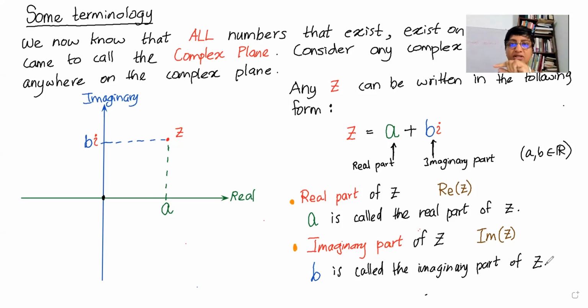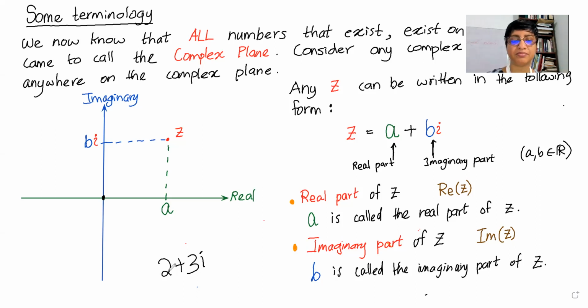Just the b. You don't give it the i. If I ask you, if you have a number 2 plus 3i, what is the imaginary part of this number? 3. Just 3. Not 3i. I'm already asking what is the imaginary part? 3 is the imaginary part.